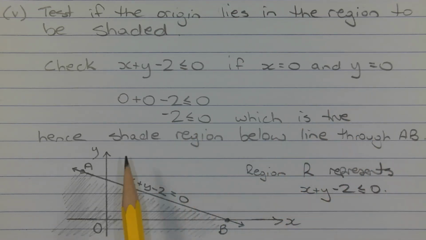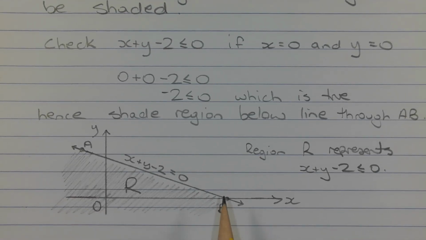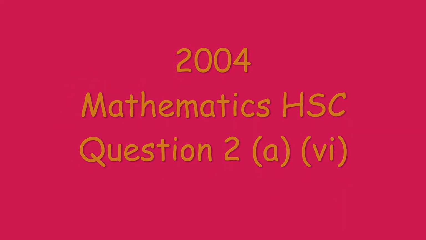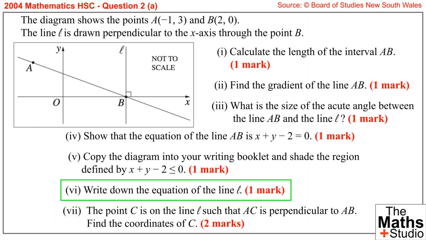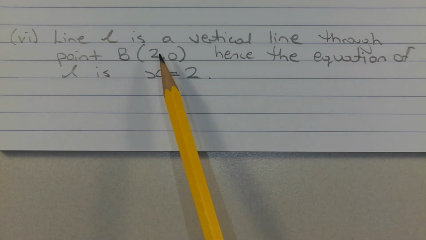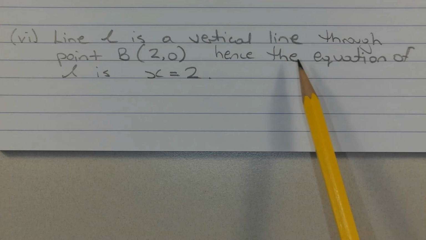So because it's true, we shade the region below the line through AB. And here is a sketch of the graph, x plus y minus 2 equals 0, with the region under the line shaded, represented by the capital letter R. Part 6. Write down the equation of the line L. The line L is a vertical line through the point B with coordinates (2, 0). Hence the equation of line L is x equals 2.